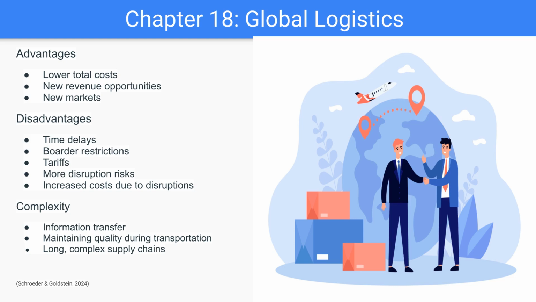So the complexity includes information transfer, which requires many documents to be processed: invoices, packing lists, certificates of origin, shipping instructions, customs clearance, freight invoices, receiving documents, and payments, as well as maintaining quality during transportation and the long, complex supply chain.